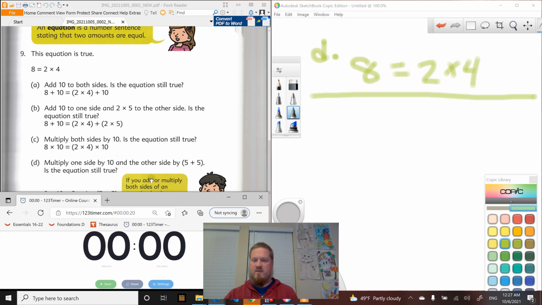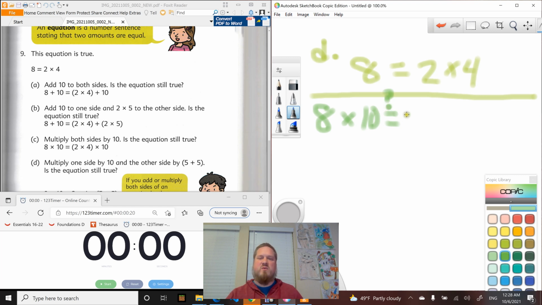All right, let's see if you came up with the same thing I did. So they asked us to multiply one side by 10. So I'm going to say 8 times 10. And we're going to say, is it equal? I'm writing the question mark. You don't have to. That's not really a real math symbol, a question mark over an equal sign. I'm just using it for this video.